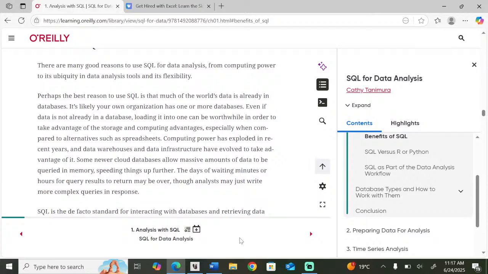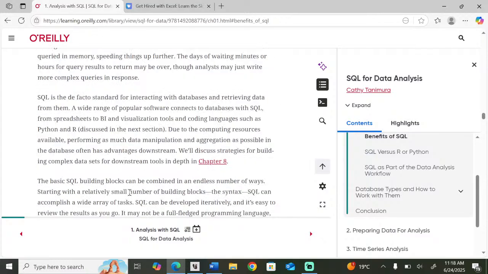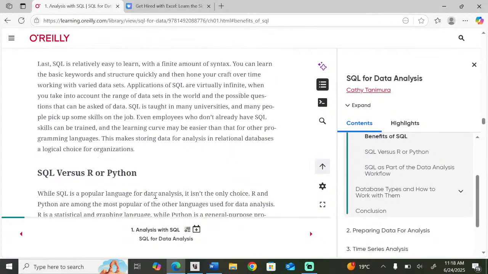And we can only store data in a database using the SQL language. That's the second reason why SQL is very, very important. Those are the reasons why SQL is very, very important.